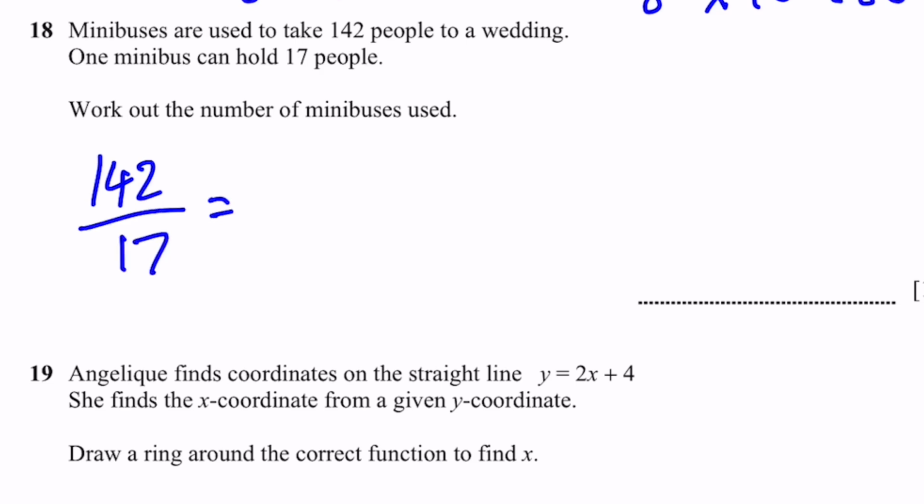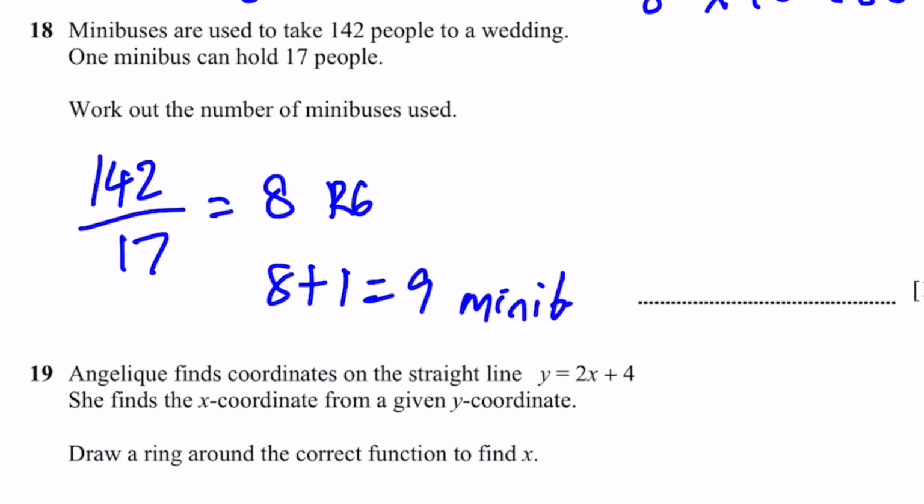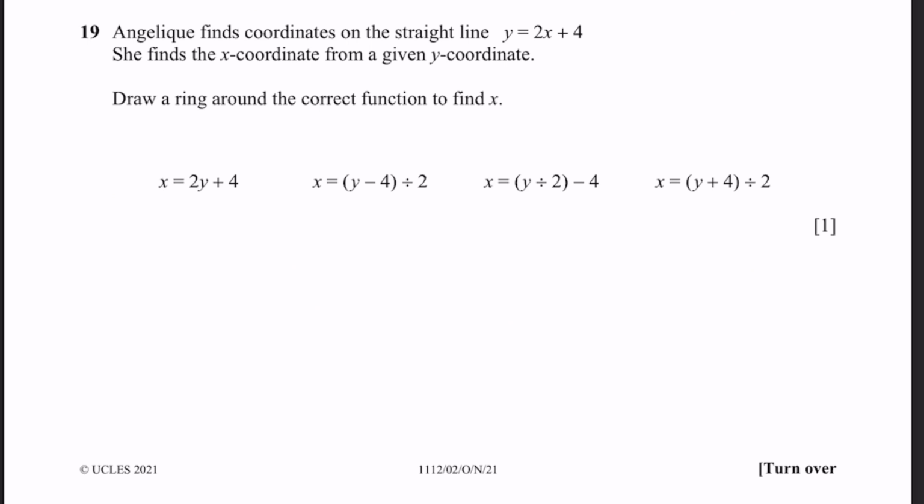So that's equal to 8 with a remainder of 6. So that means there are 8 minibuses, but there are also 6 people remaining. And we need another minibus to get these 6 people. That means 8 plus 1 is equal to 9 minibuses. So that's the answer.